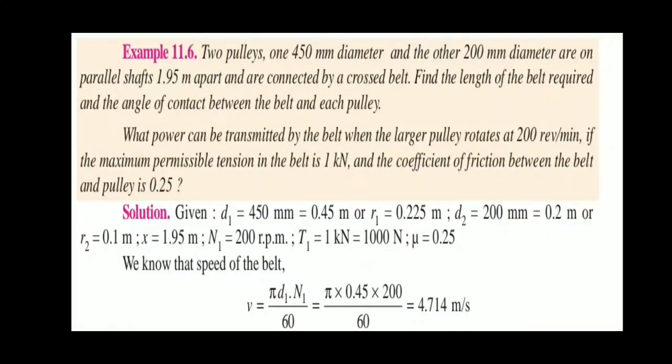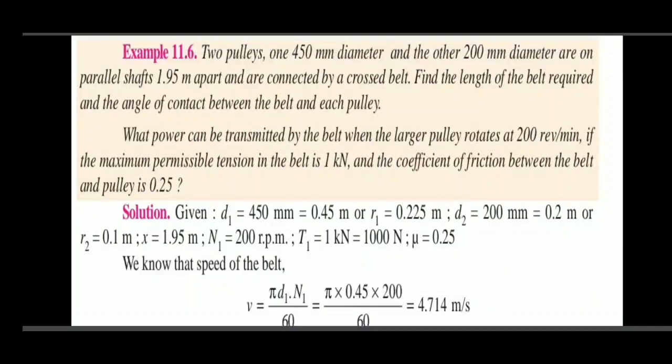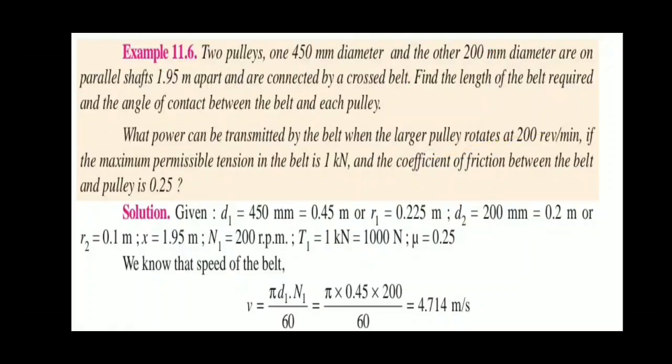This is an example from the theory of machine book by R.S. Khurmi. Here it is given that two pulleys, one 450 mm diameter and the other 200 mm diameter, are on parallel shafts 1.95 meter apart and are connected by a crossed belt. Find the length of the belt required and the angle of contact between the belt and each pulley.